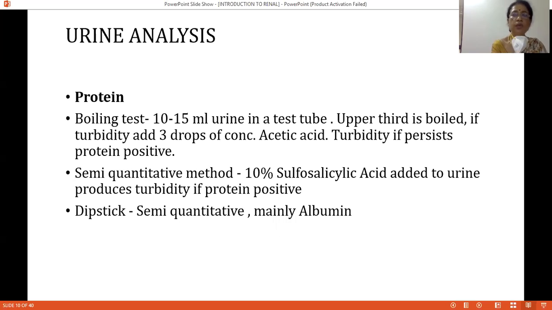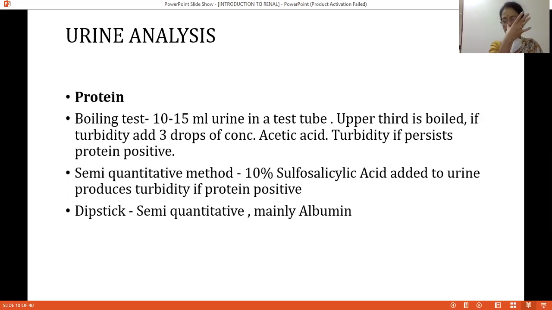In urine analysis, because we are concerned with glomerular disease, always kidney disease, we are concerned with protein and hematuria. So protein, how will you detect protein in urine? There are 3 tests. One is the boiling test, another is the semi-quantitative method, the sulfosalicylic acid test, and another is the dipstick. The dipstick is a bit costly, but it is good.